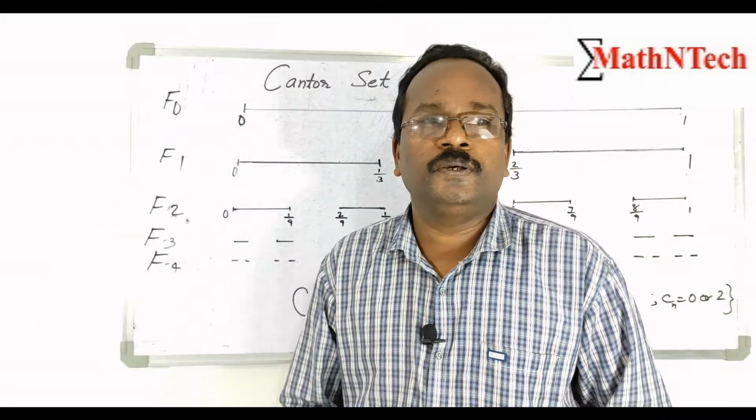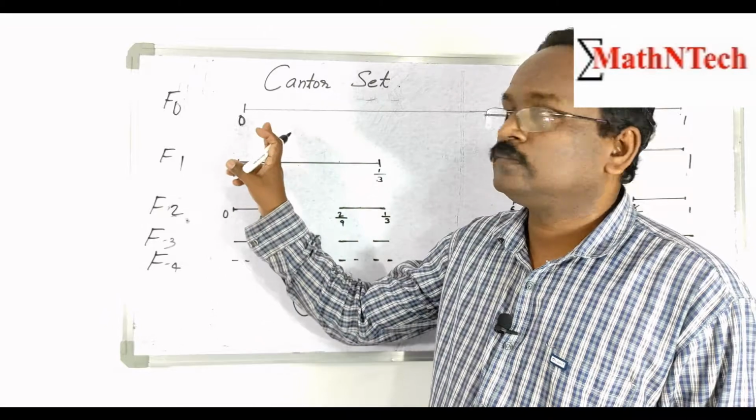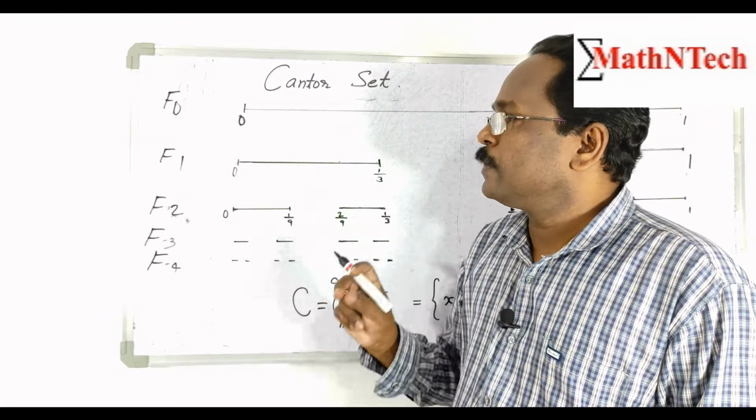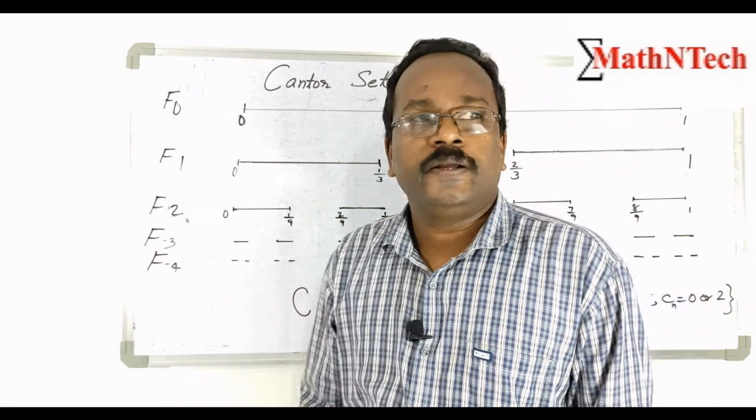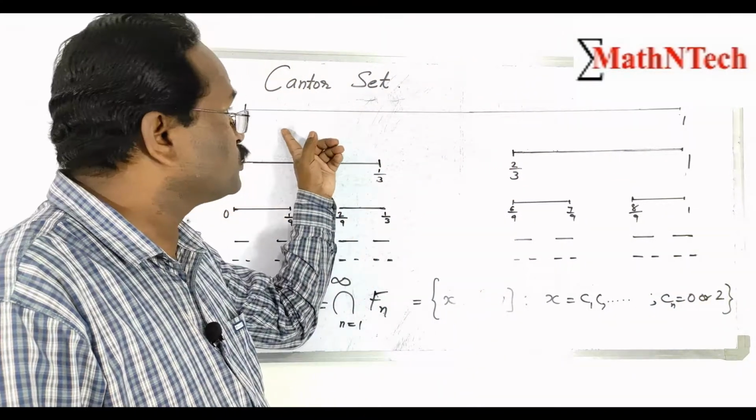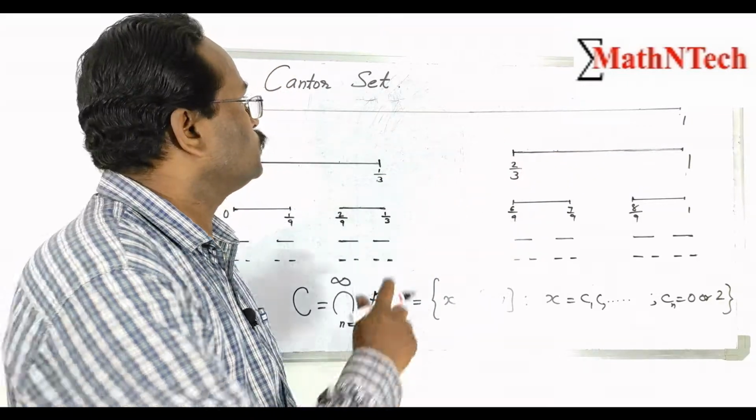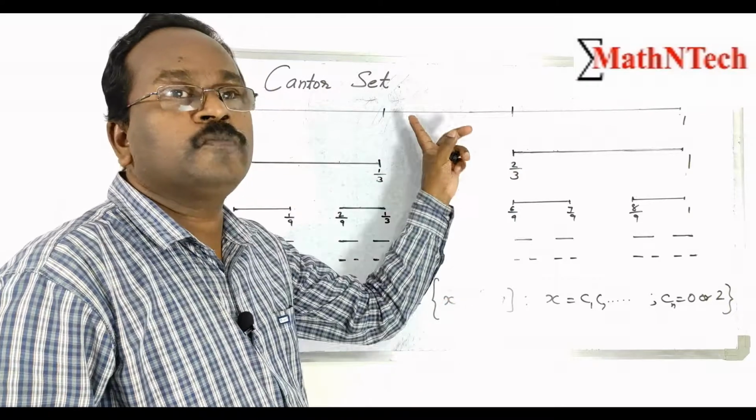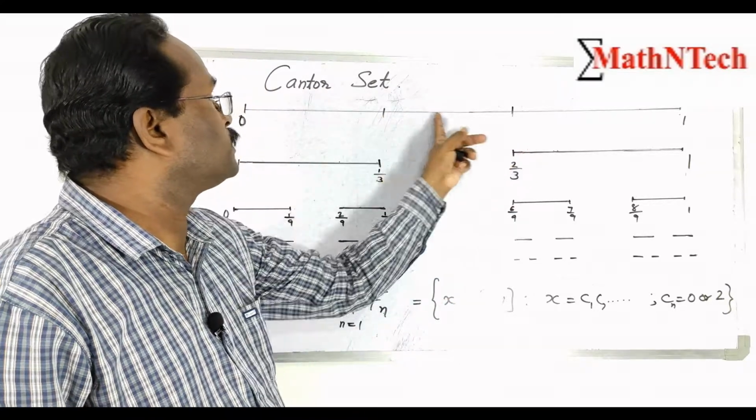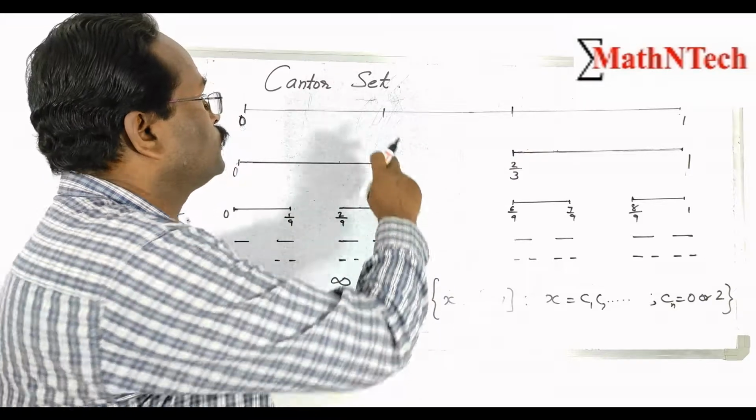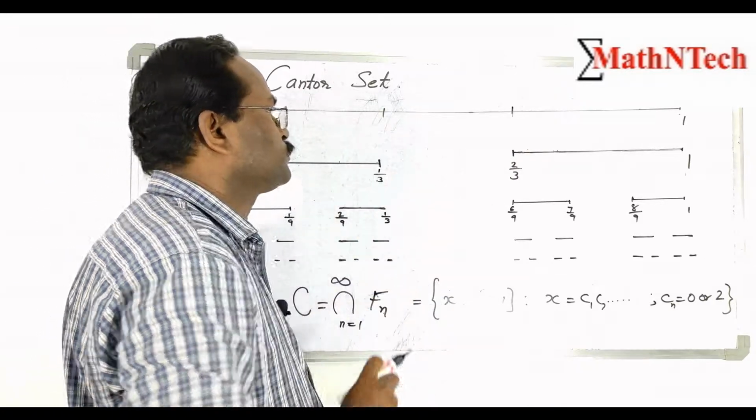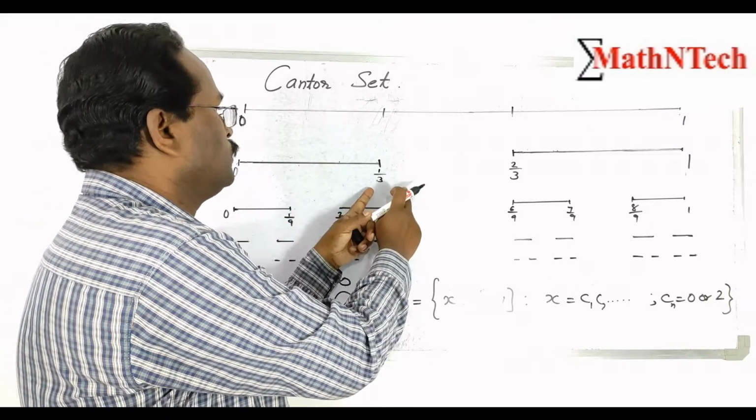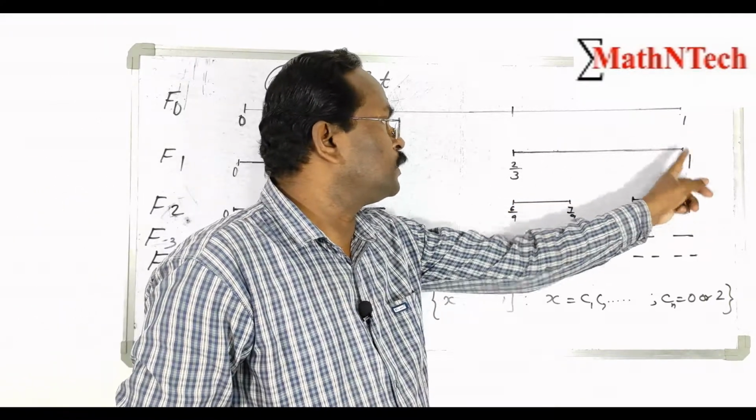Starting with the unit interval 0, 1, we divide the unit interval into 3 equal parts and remove the open middle third. So we get two closed intervals, 0 to 1 by 3 and 2 by 3 to 1.